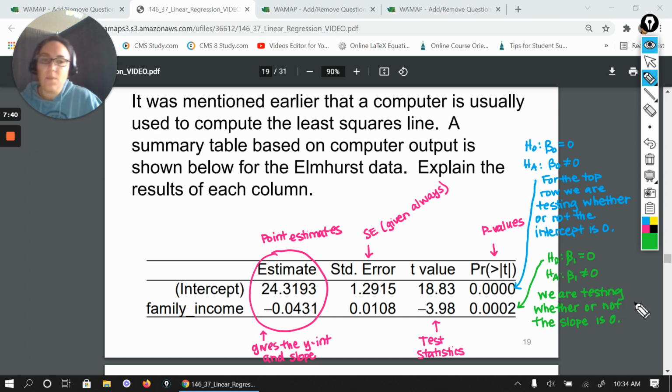And you can see that the p-values for both of those are so small, they're both less than the significance level of 0.05, that we would be rejecting the null hypotheses for both cases, meaning that we have enough evidence to show that the intercept is not 0, and we also have enough evidence to show that the slope is not 0.